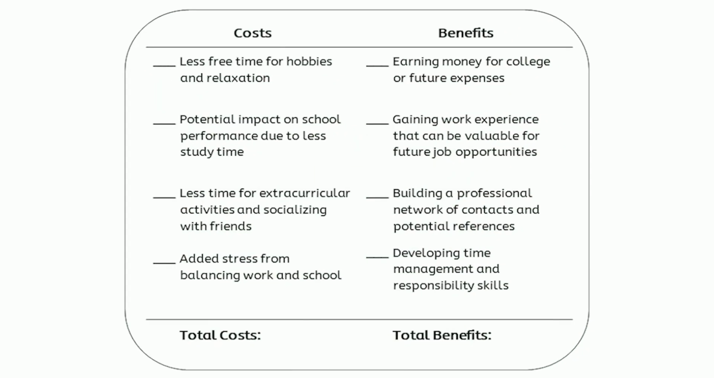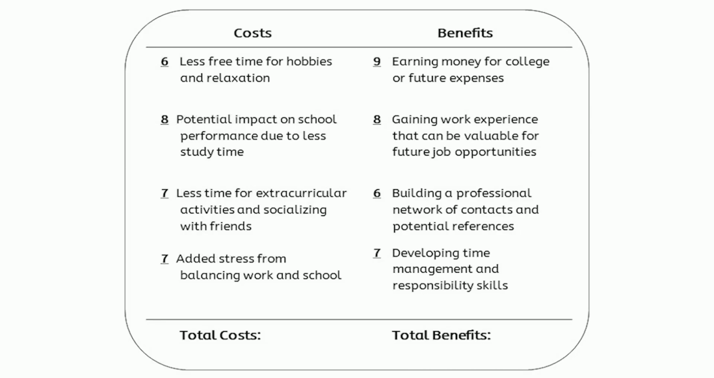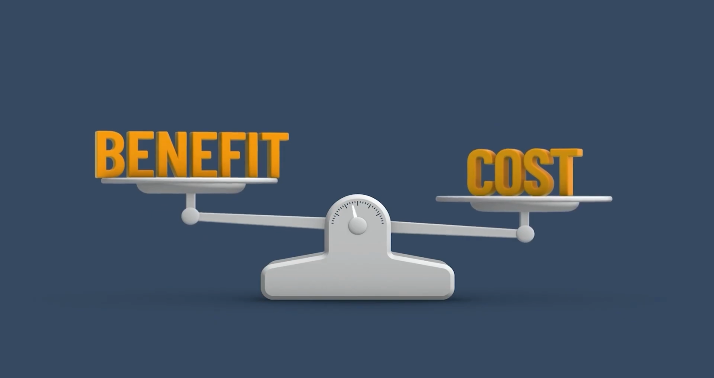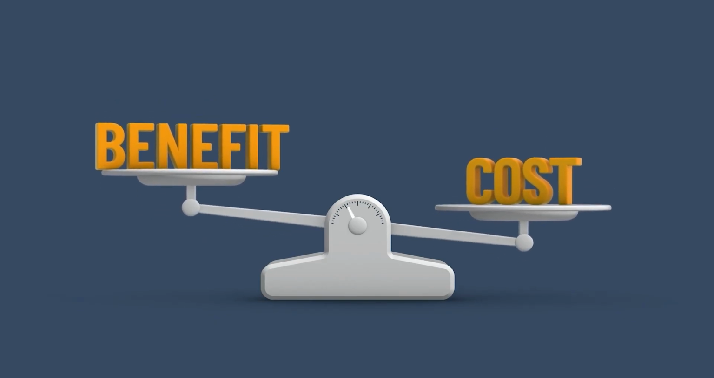All right, now your numbers might be a little different from mine, and that's totally fine. I'm going to plug in my numbers here. So you can see that I rated the potential impact on my school performance as the most important cost of getting a part-time job, with a score of 8. And earning money got the top spot for benefits with a 9. But now I'm wondering, how do I weigh the overall costs and benefits against each other?